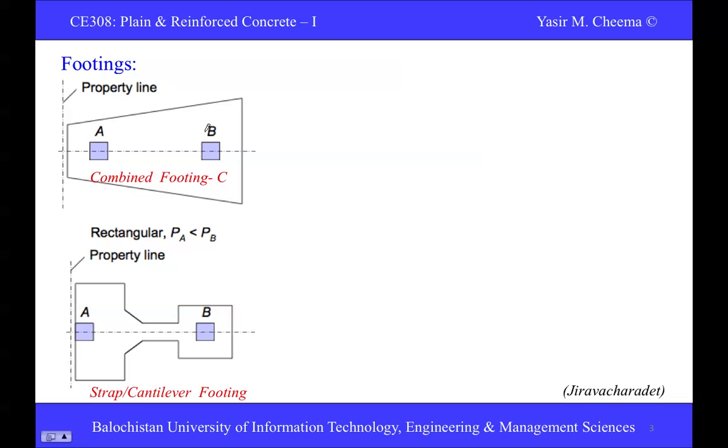Similarly, here is the strap or cantilever footing. It's called strap and cantilever footing. So again here you see this is the property line. We are not going beyond this property line. We have to stay within the limits of our property. We cannot go beyond our property limits. So this is another type of footing.